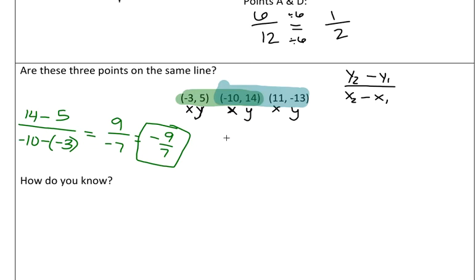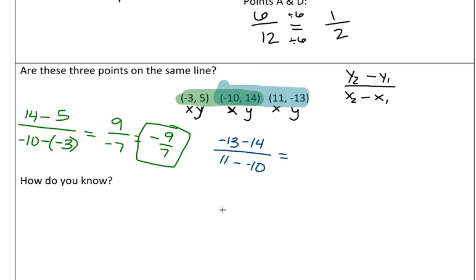So we're not going to take negative 10. We're going to start with y2. My second y between these 2 points is negative 13. So negative 13 minus my y1. My y1 is 14. Over my x2, so my second x is 11, minus my first x. My first x is negative 10. And we're going to see, does that equal the same thing?